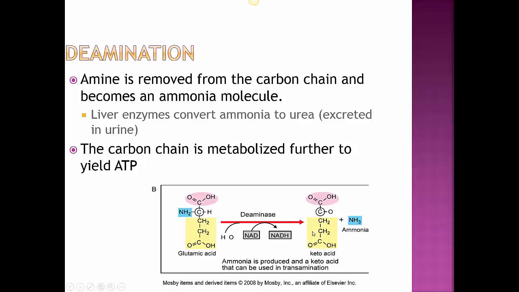And so you just get a keto acid, which the body can then turn into glucose, and then you get ammonia that's given off. And this ammonia is very toxic to the body, so what the liver does, when it's functioning normally, is take all this nitrogen, bind it together, and make urea that's going to be excreted from the body. So that's it for Chapter 12 on nutrients and metabolism.